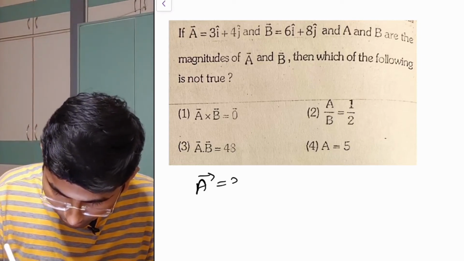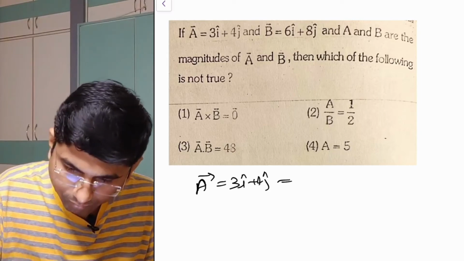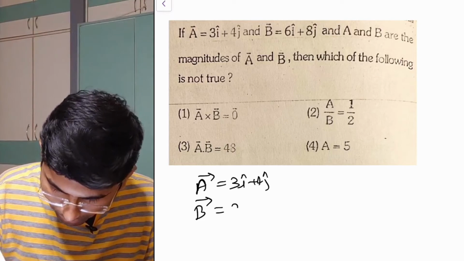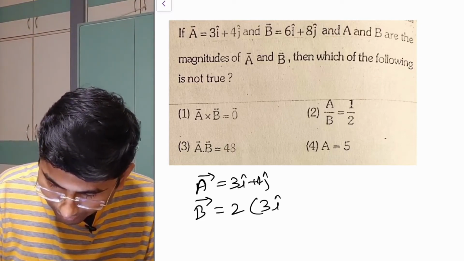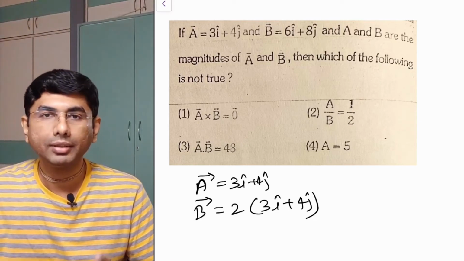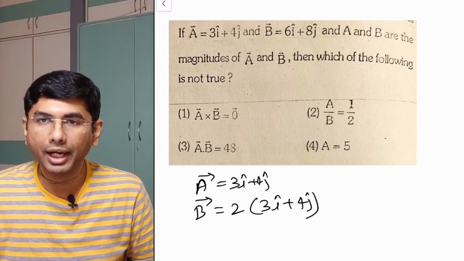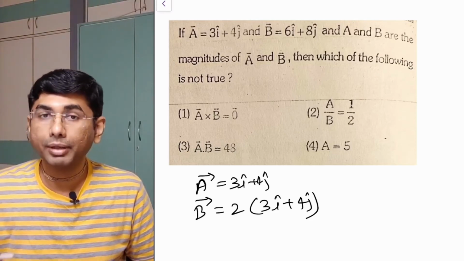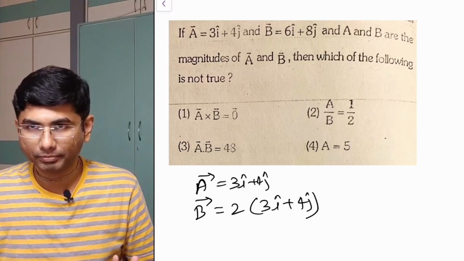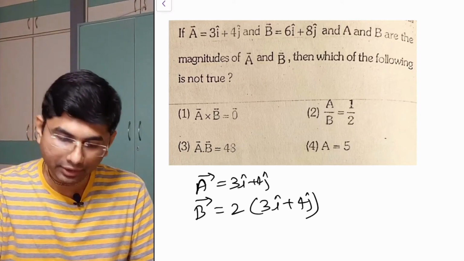A vector is equal to 3i plus 4j and B vector, see observation what it says, B vector is equal to, if you just take 2 out, it will be 3i plus 4j. Now this shows that both of them are in the same direction. If they are in the same direction, that means they are parallel vectors but having different magnitude. The magnitude of B will be twice the magnitude of A. That's what we can understand by observing these two vectors.